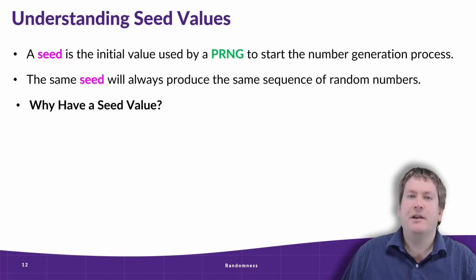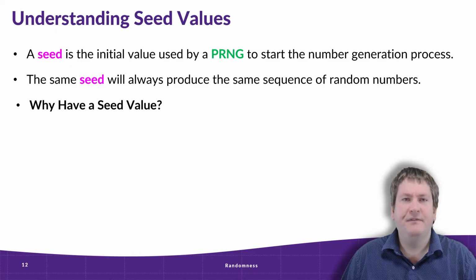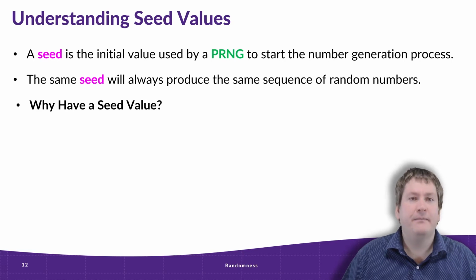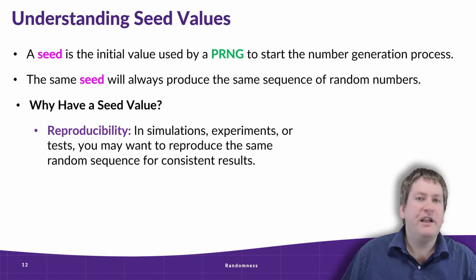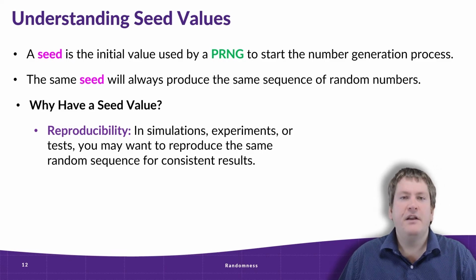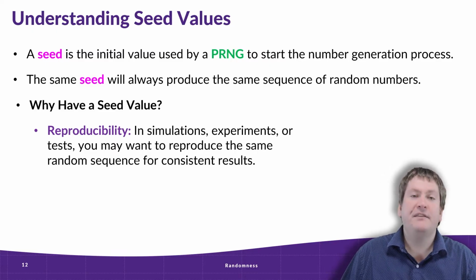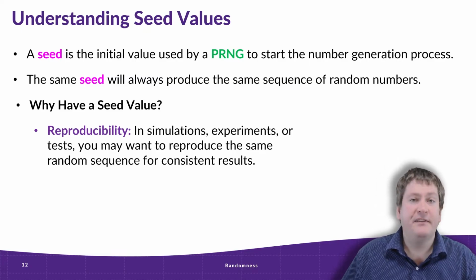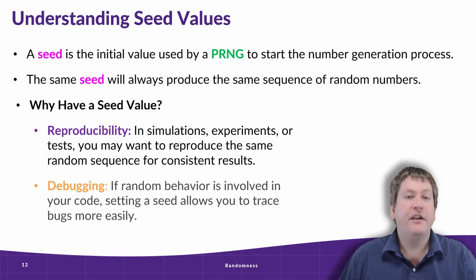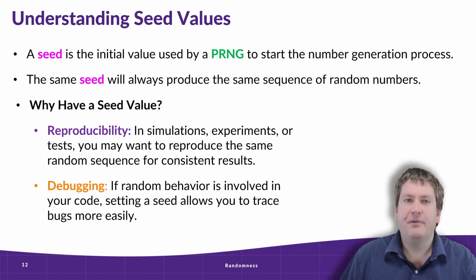Now, that might seem a little bit odd. We're trying to make random numbers, after all. Why would we have a seed value that makes them deterministic? Well, there's a few reasons. The first one is reproducibility. In simulations, experiments, or tests, you may want to be able to reproduce the same results of your program given the same values. So by having a seed value, we can control what that random sequence will be, and we'll get consistent results. Another reason is for debugging purposes.